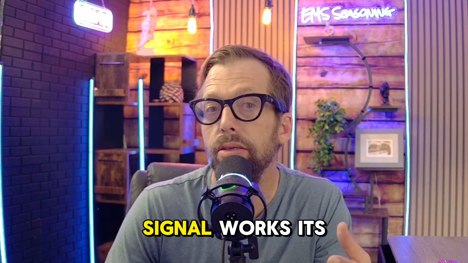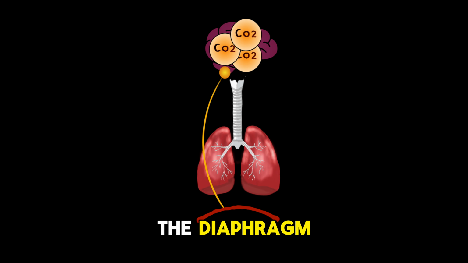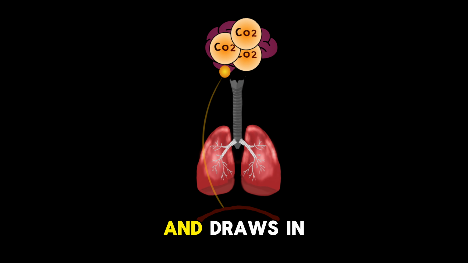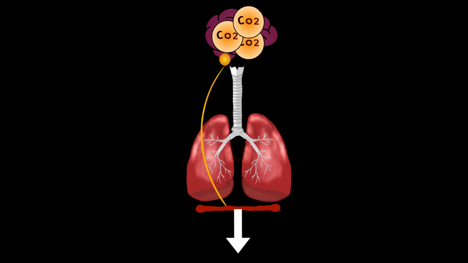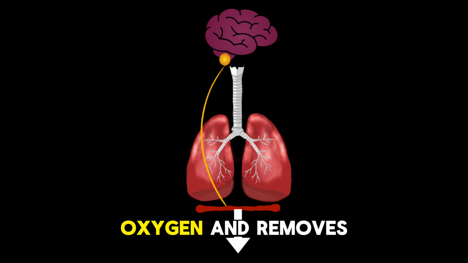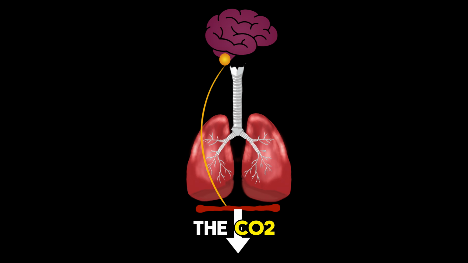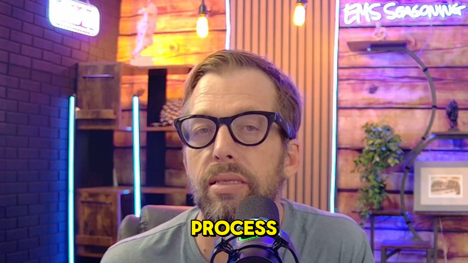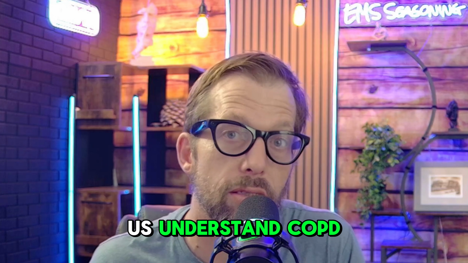So as that signal works its way down to the diaphragm, the diaphragm contracts and draws in fresh oxygen for the blood, and CO2 leaves the blood and goes into the alveoli and eventually into the air that we exhale. And that's how our body gets oxygen and removes the CO2. Understanding this process is going to help us understand COPD.